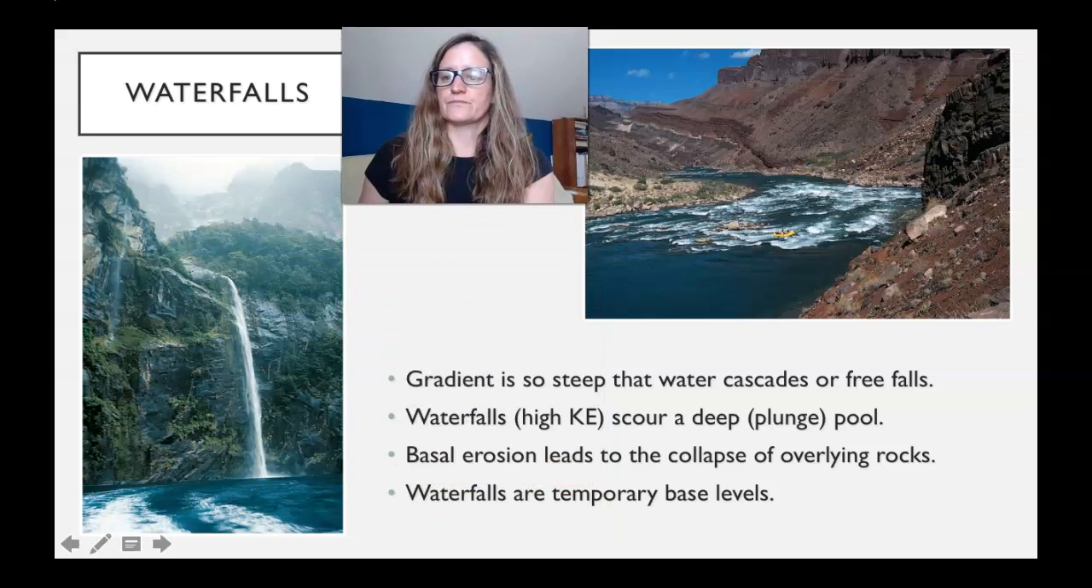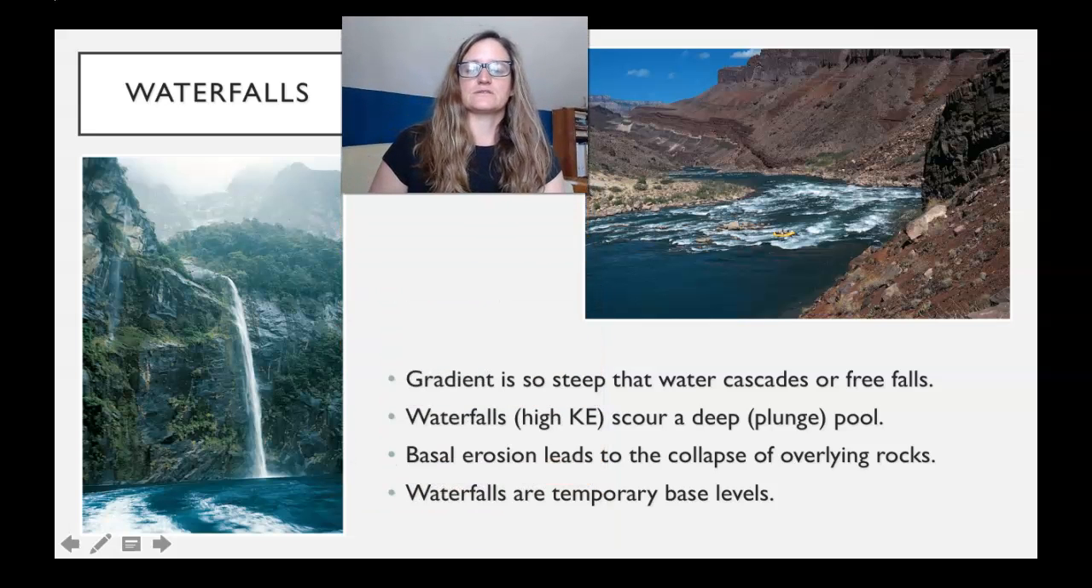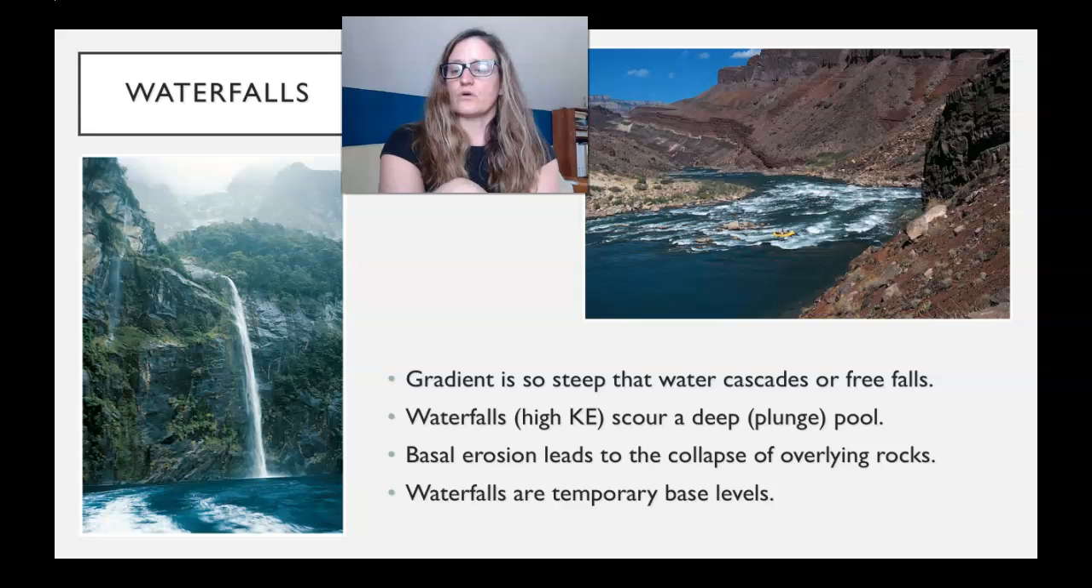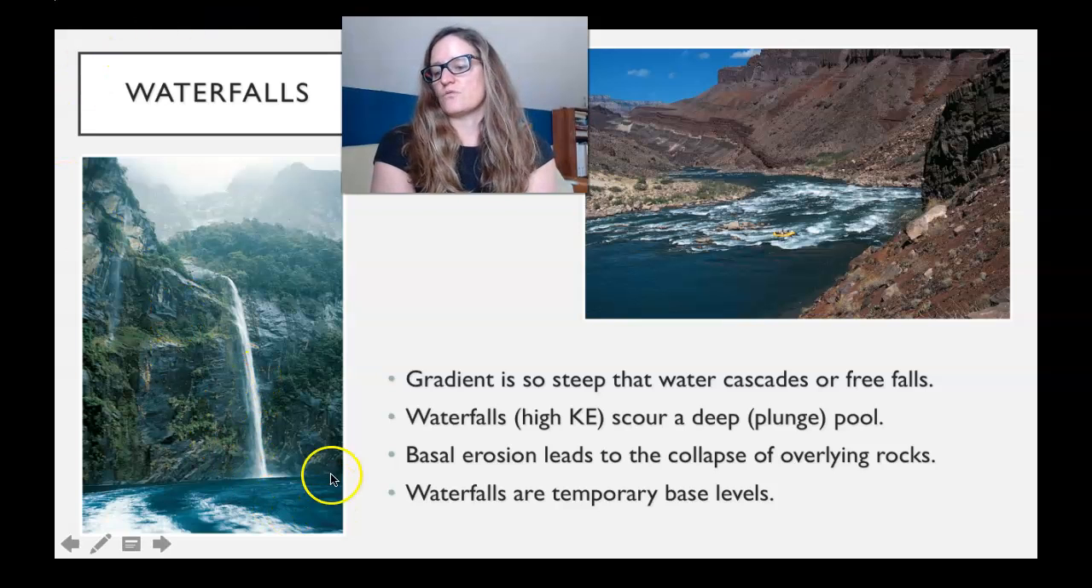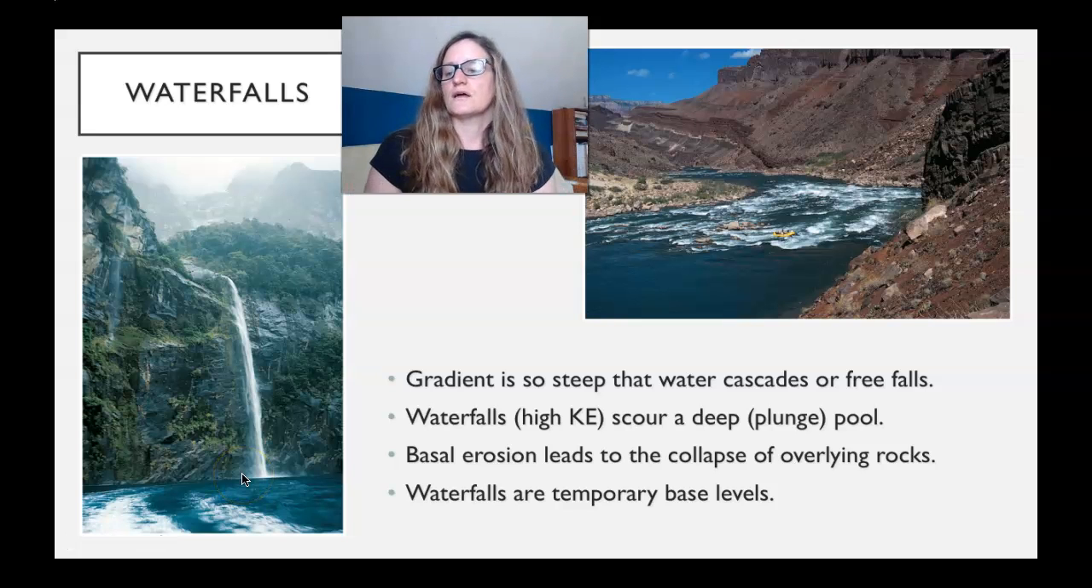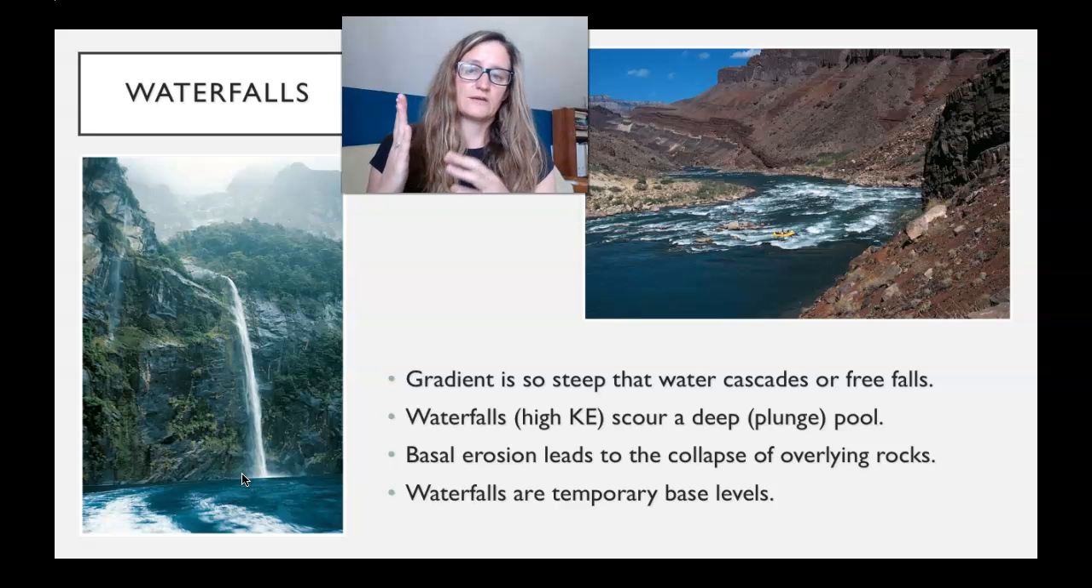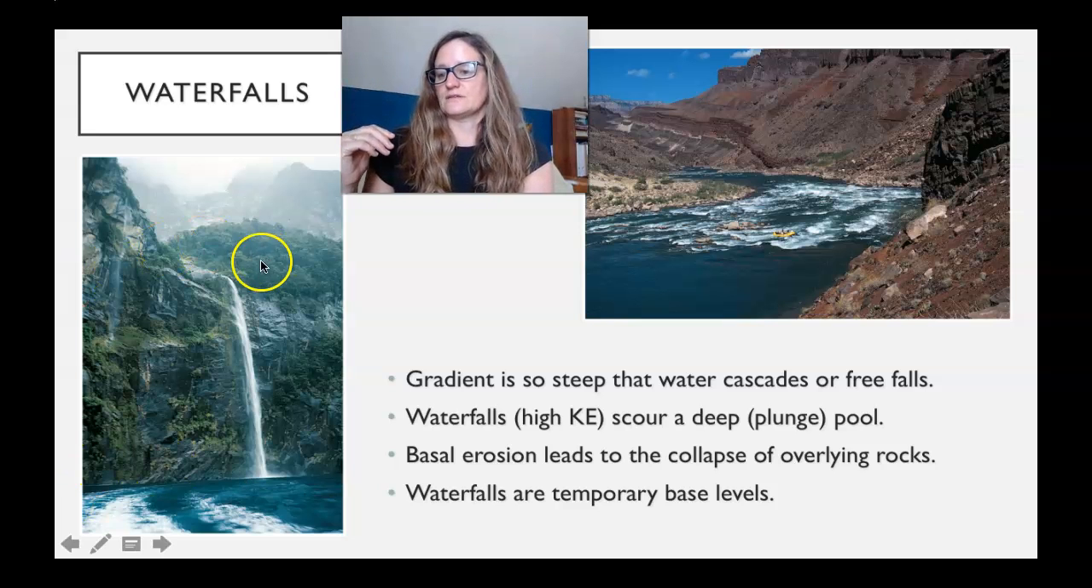Waterfalls, beautiful, are going to be places where the gradient is so steep that the water is in free fall. At the base of the waterfall, where it plunges into the water here, there can be a really deep plunge pool. As that water erodes deeper and deeper, it makes a big pool. The waterfalls, in the headward direction, are going to be eroding back into the cliff. So like in this image, this waterfall is eroding back to the left.